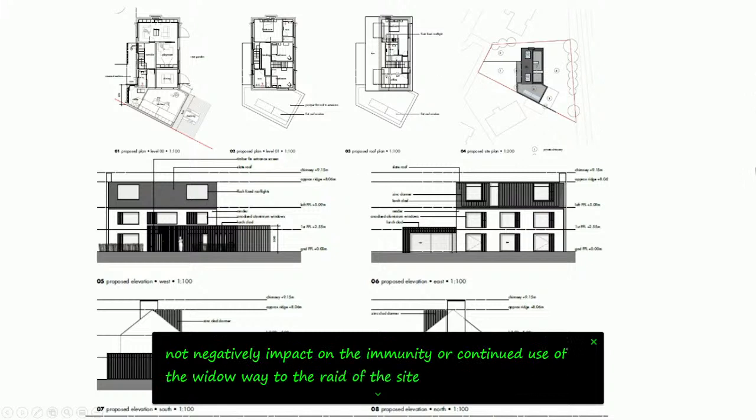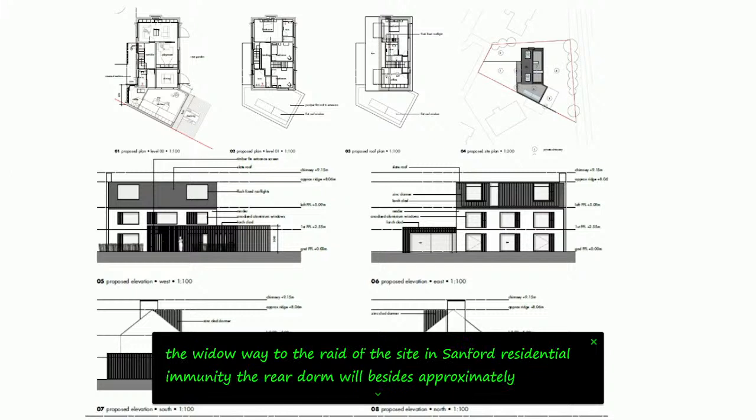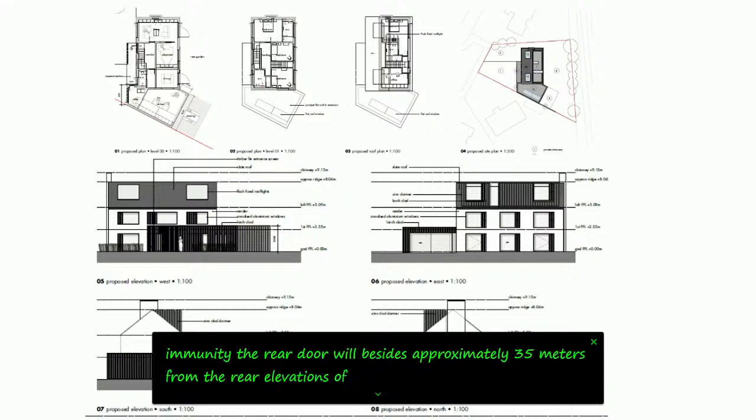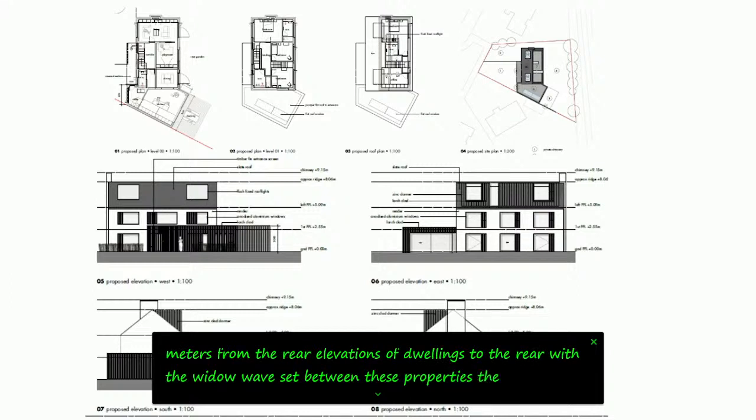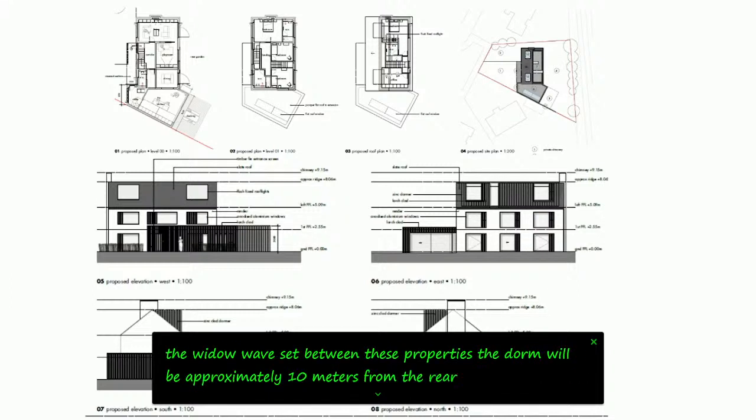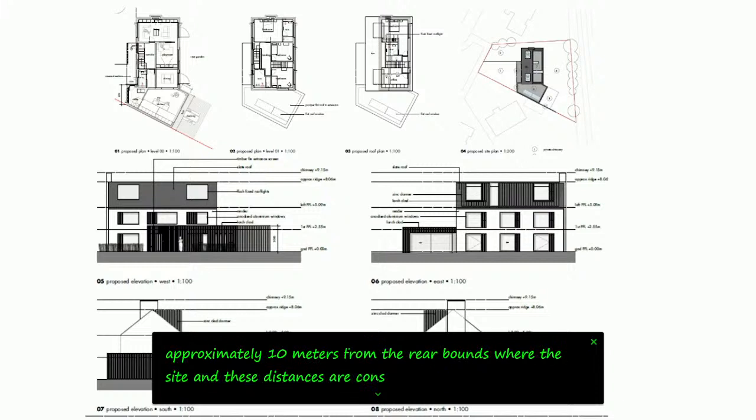In terms of residential amenity, the rear dormer will be sited approximately 35 metres from the rear elevations of dwellings to the rear, with the Wirral Way set between these properties. The dormer will be approximately 10 metres from the rear boundary of the site, and these distances are considered more than sufficient to ensure that the dormer doesn't impact on residential amenity.